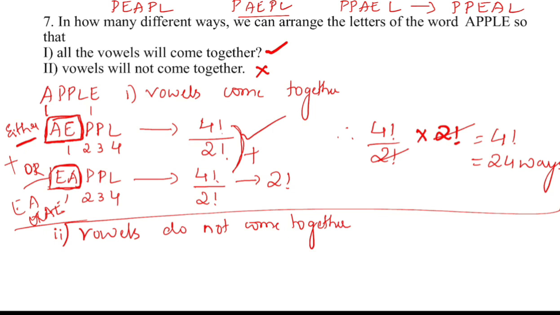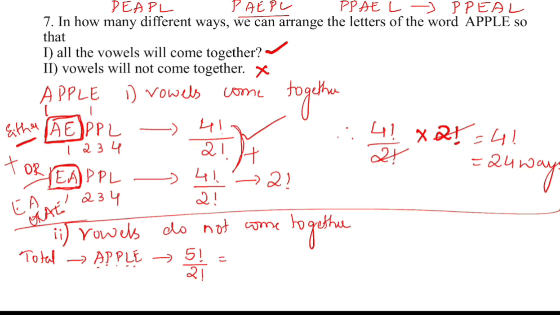Okay, so how to do this? Let us find the total ways in which apple can be arranged. Apple has how many letters? 1, 2, 3, 4, 5, isn't it? So apple can be arranged in 5 factorial ways, but p is repeating twice, so divide it by 2 factorial.